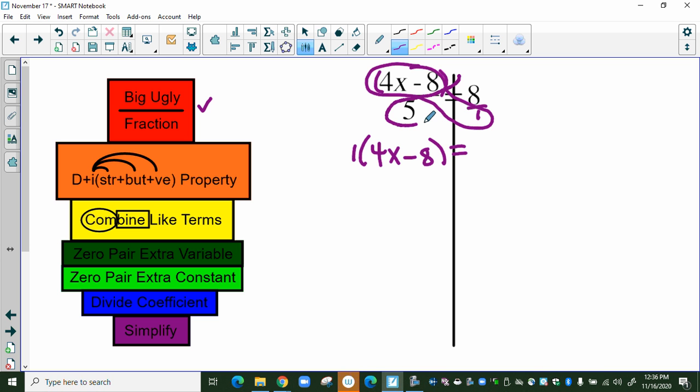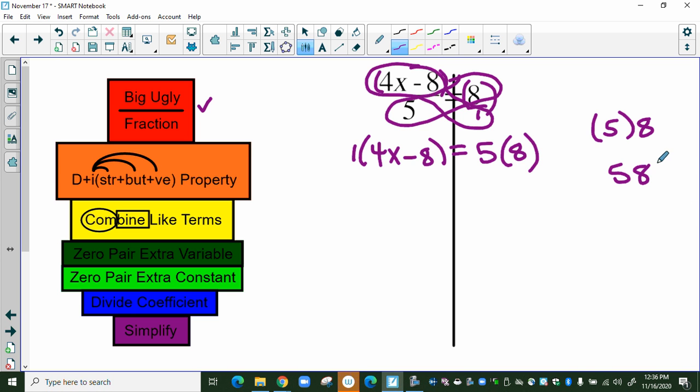On the other side, I will have 5 times 8. Remember, this is multiplication, so make sure that you put one of them in parentheses. You could do it like this also. That doesn't matter, but as long as you're not putting 58, it's all good, okay?